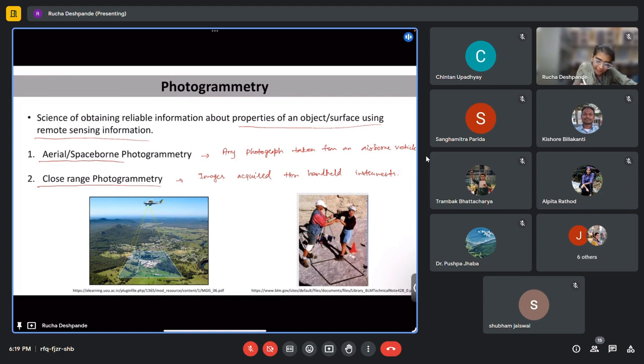Aerial or spaceborne photogrammetry is mainly used to study the surface features of Earth or other planets. Close range photogrammetry can be used to look at objects from the ground, so we can look at any object or feature. This close range photogrammetry is mainly used for industrial purposes. These two images show examples of aerial and close range photogrammetry.